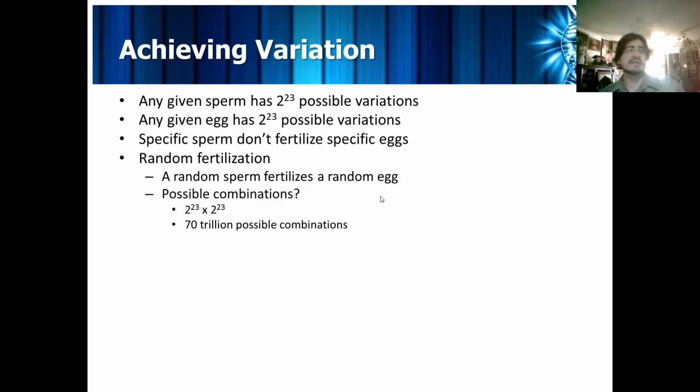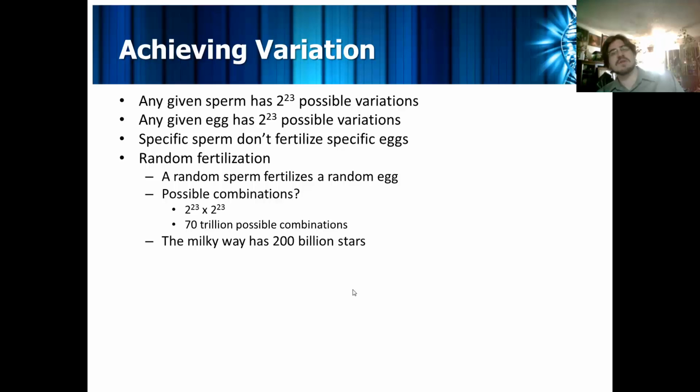There are only 6 point something billion people on this planet at any given moment, which means it's highly unlikely that there's someone out there with your exact combination of genes. So you are unique. So that's pretty neat. 1 in 70 trillion. But hey, let's go even further into it.